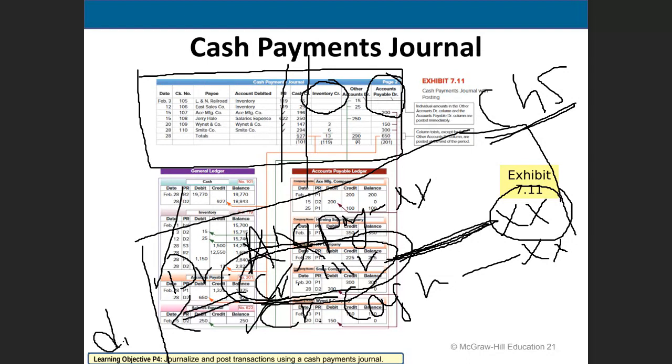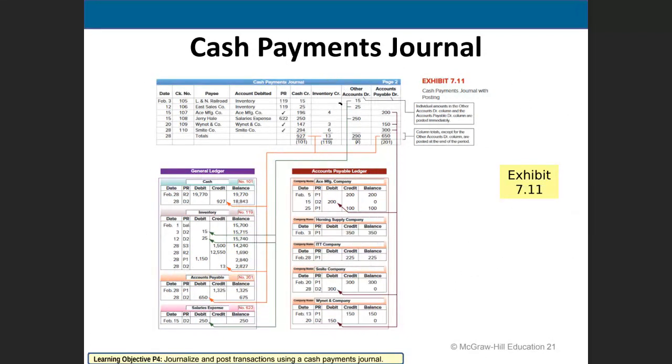This is for the discount. That's why you have here in the cash payment journal, inventory on the credit. This is to record the discounts. So these amounts here, these are discounts.